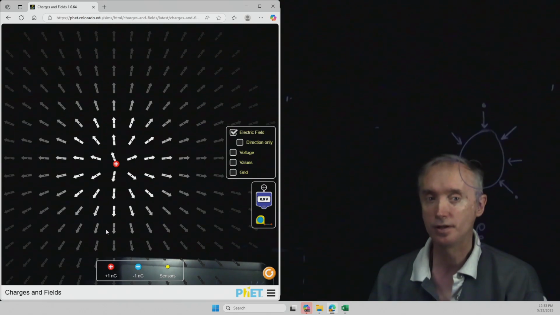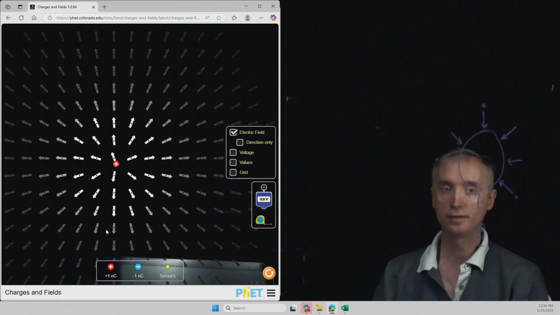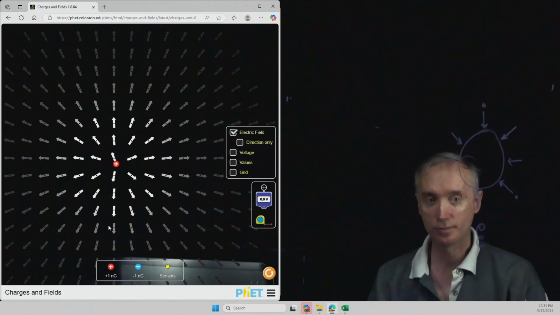So it's going to make a particular picture, which we're going to come back to when we do magnetism, and we talk about what the magnetic field of a bar magnet looks like. And it's going to look very similar to that picture. All right, so I think that we're finished with this simulation.